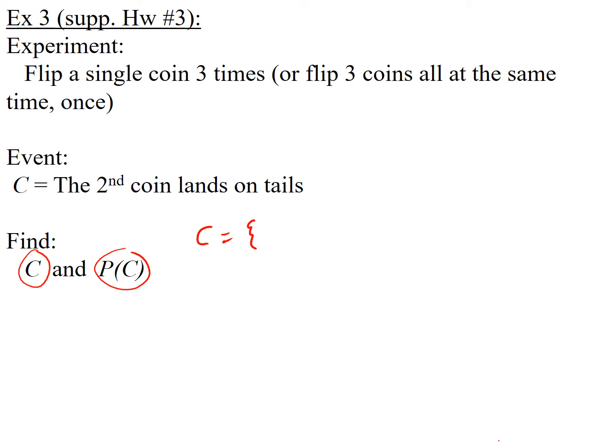So one way to do it is to try to figure it out without looking at the sample space. Or another thing you could do is you can go ahead and look at the sample space and scan it and see if there's any outcomes where the second coin lands on tails and put them all in here. I'm going to try to do it without looking at the sample space, but if you need to go back and look, go ahead. So the second coin has to land on tails. The other coins can be anything. So heads, tails, heads. The second coin landed on tails there. Heads, tails, tails. Second coin landed on tails there.